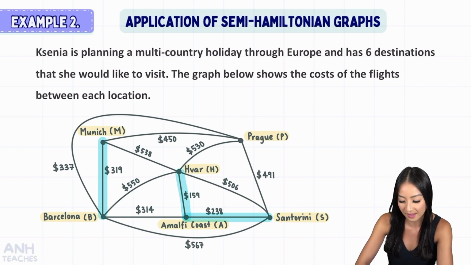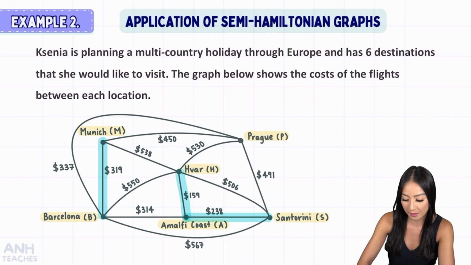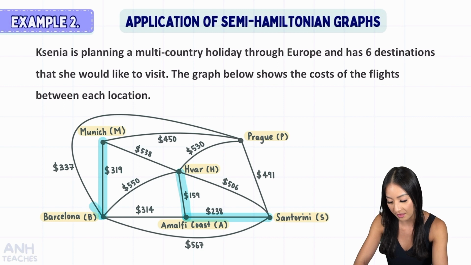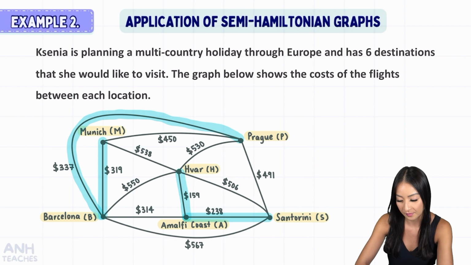$319. Now I've got Barcelona, Munich, Hvar, Amalfi Coast, Santorini. I just need to connect to Prague. And I'm going to do that with this edge around here. And then I just need one more connection for my Hamiltonian path.